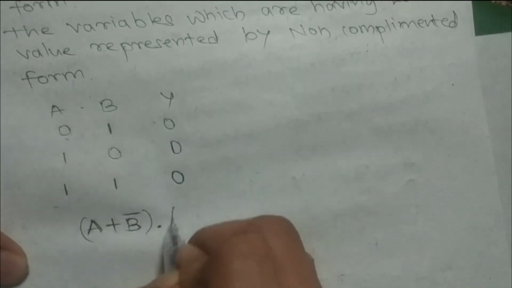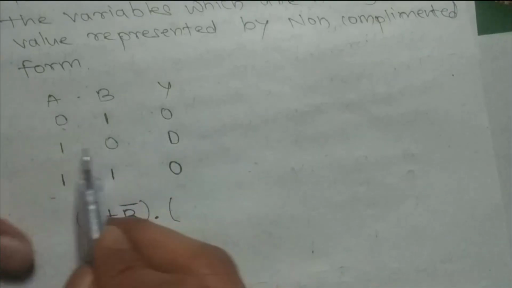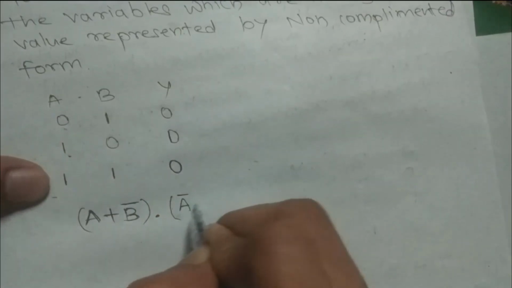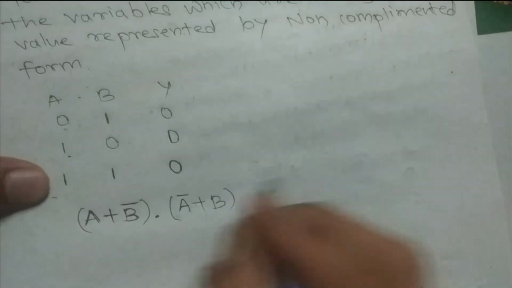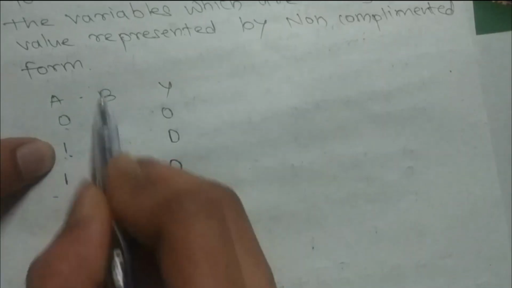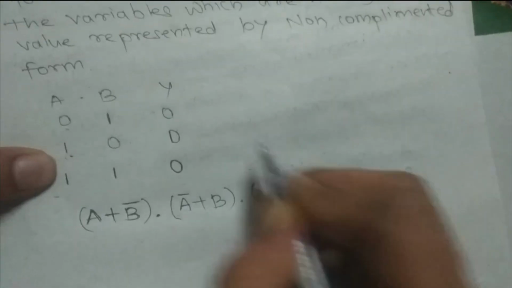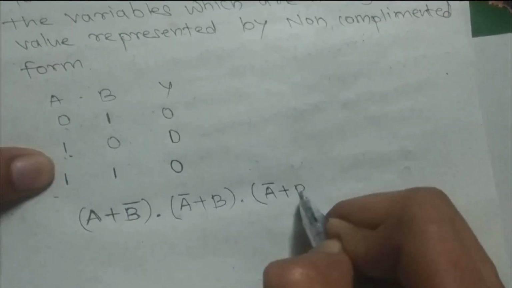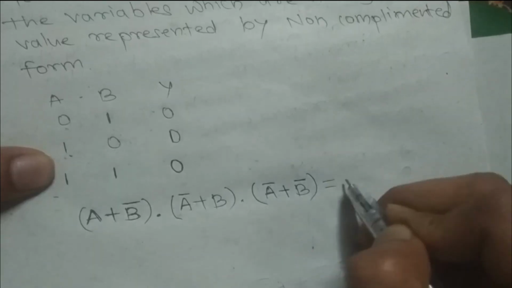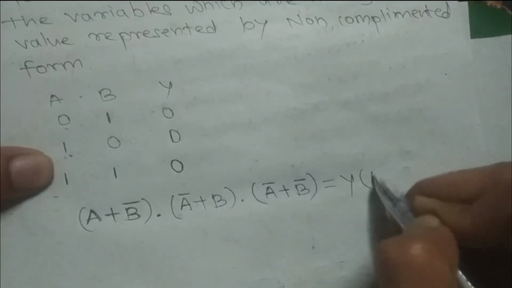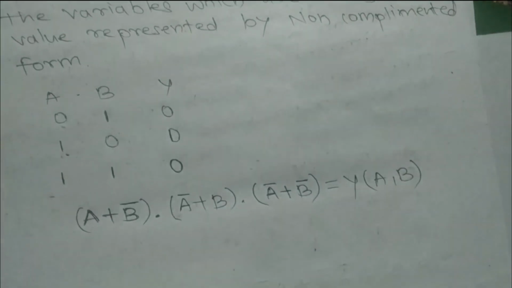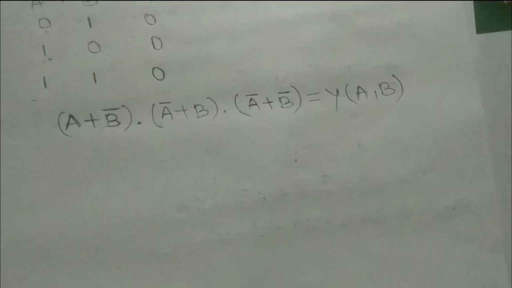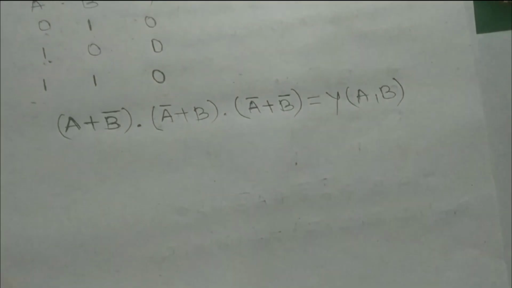Next, product. Next comes A bar plus B. Hope you got this. A bar plus B, dot, A bar plus B bar. So this is the expression for Y, which is a function of A and B. Hope you got this.